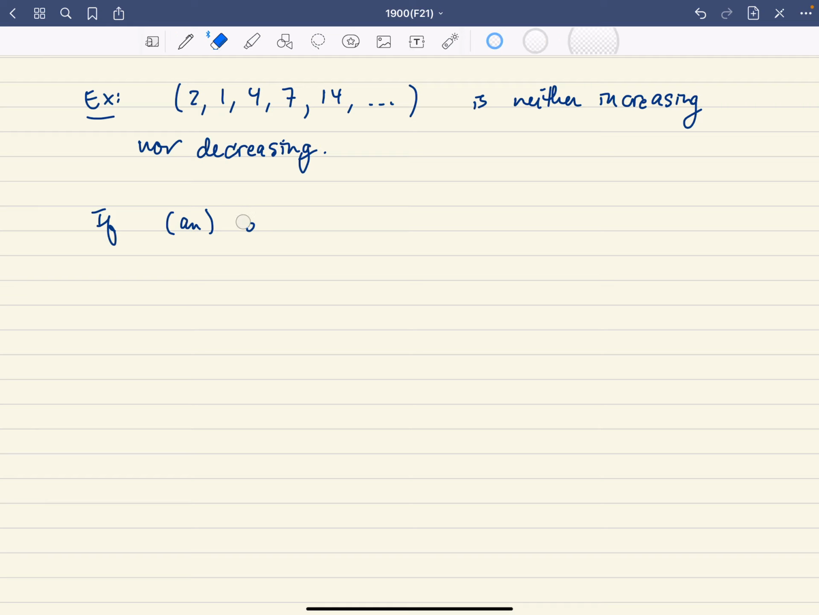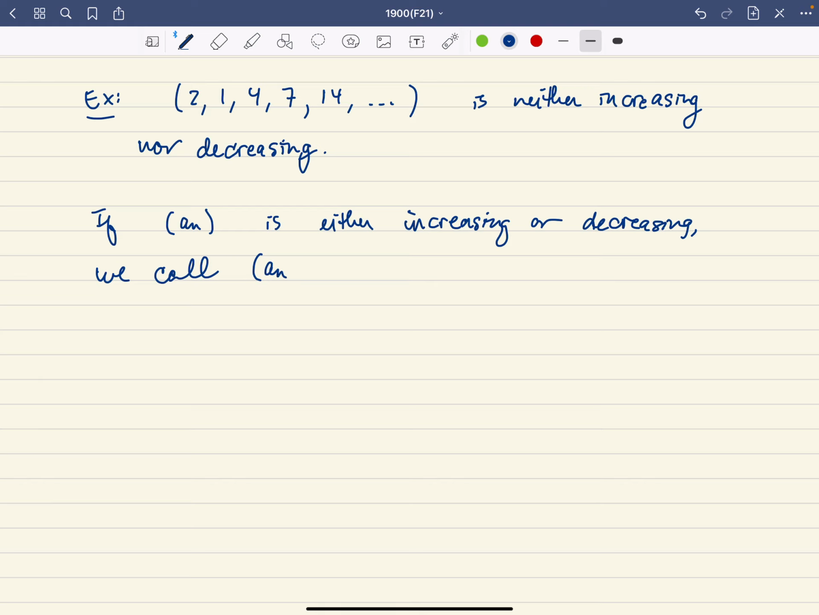Let me say this before I get into the next definition. Sometimes it's convenient to leave off the starting point because I don't actually care whether the sequence starts at 0 or 1 or 5 or negative 2. So oftentimes we'll write a sequence just with the parentheses, a sub n, without the subscript and superscript. If the sequence is either increasing or decreasing, we have a name for that: we call the sequence monotone. Monotone means that it moves in a single direction, so it's either always going up or always going down.